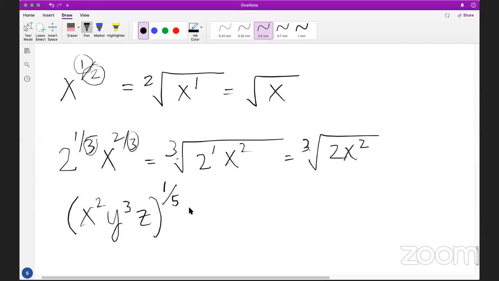How about if you have something like x squared y cube z raised to 1 over 5? This is just going to be equal to, since they are a quantity, all of them inside the radical sign, the fifth root of x squared y cube z. Okay?